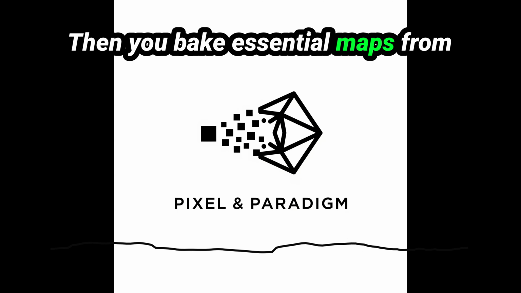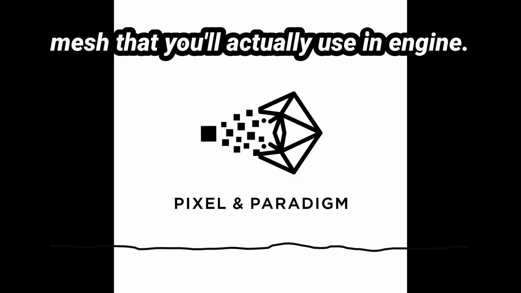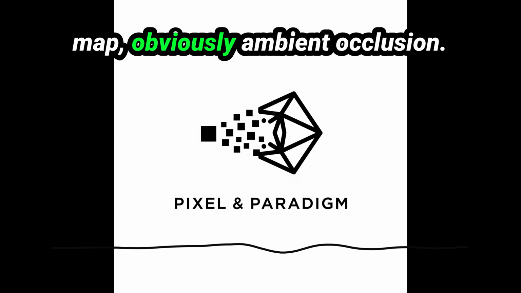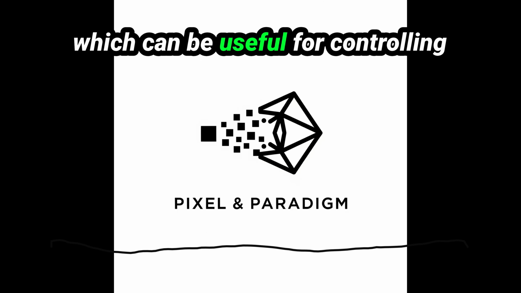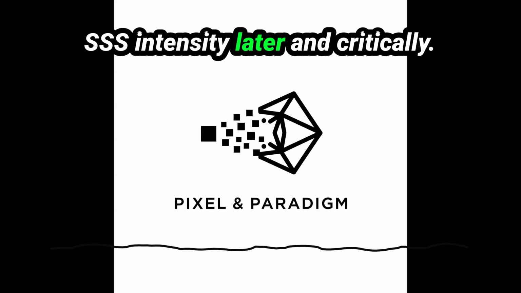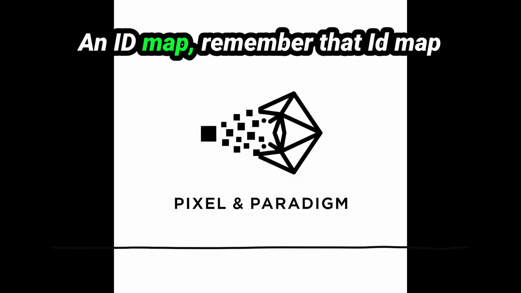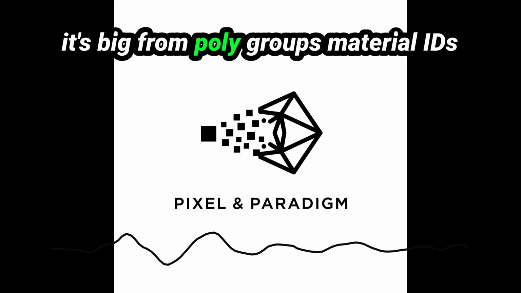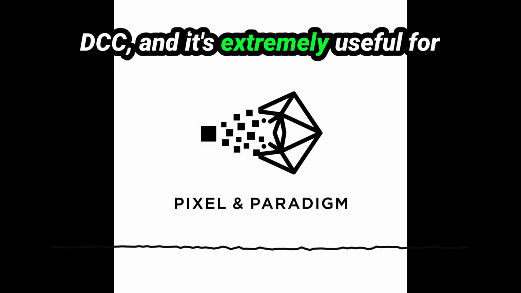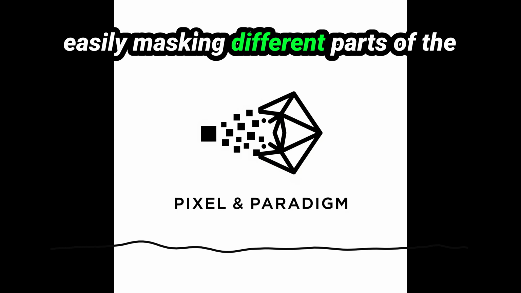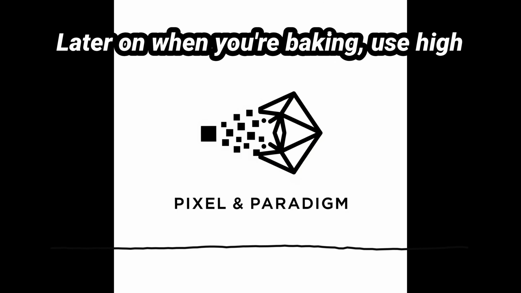Then you bake essential maps from your high poly sculpts down to the mesh that you'll actually use in-engine. Common maps include normal map, obviously, ambient occlusion (AO), curvature, maybe a thickness map, which can be useful for controlling SSS intensity later, and critically, an ID map. Remember that ID map? It's made from polygroups, material IDs, or maybe colored vertices in your DCC, and it's extremely useful for easily masking different parts of the asset during the texturing phase later on.